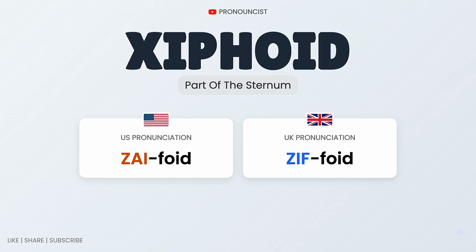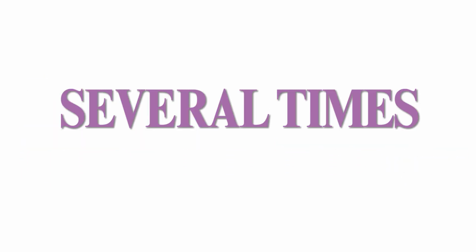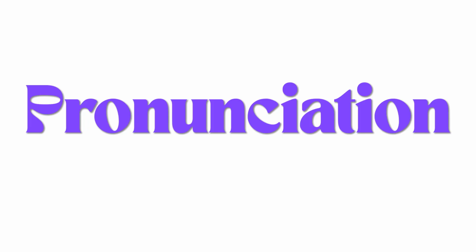The best way to practice is to repeat the syllable multiple times. The meaning of the word is part of the sternum. Try repeating this word several times to improve your pronunciation.